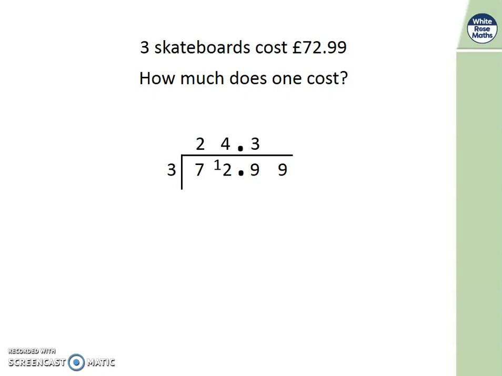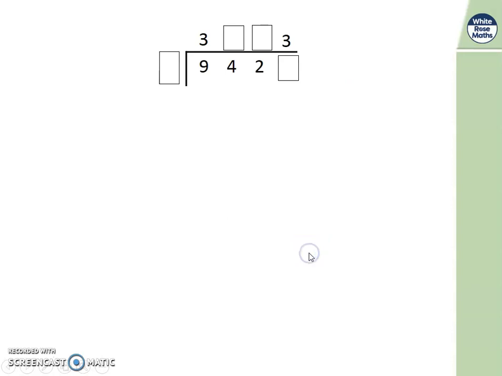And as you can see for the final ones, how many 3s into 9? We know it's 3. Go back to the question. How much does 1 cost? 1 skateboard. Here is the answer, but we need to record it as money. So we record that as 1 skateboard is equal to £24.33. Let's have a look at a slightly different question.